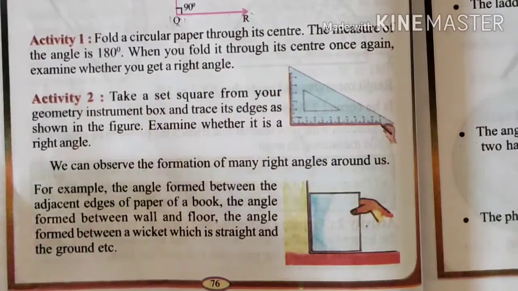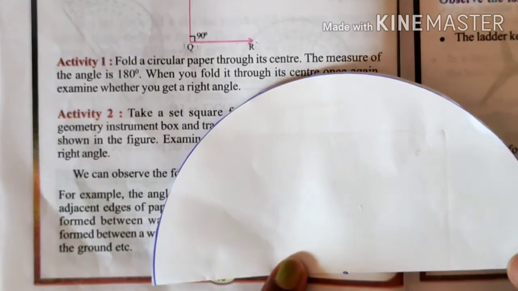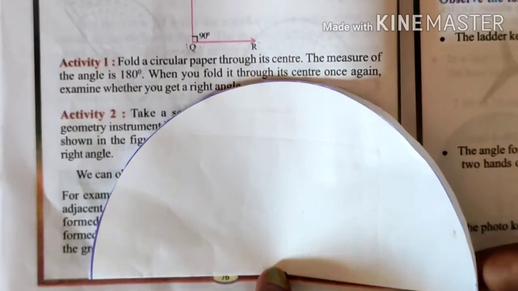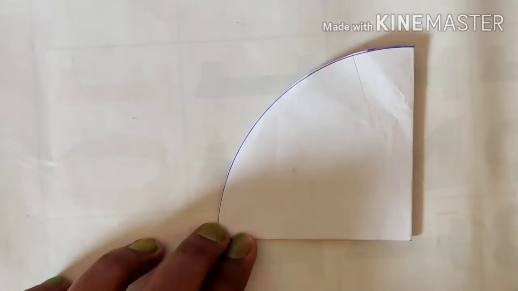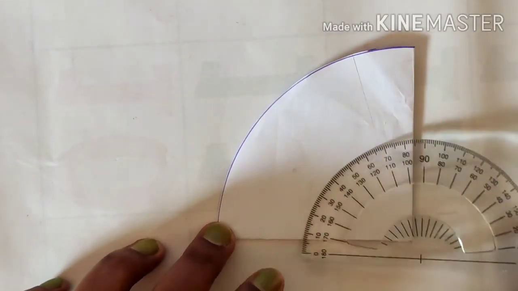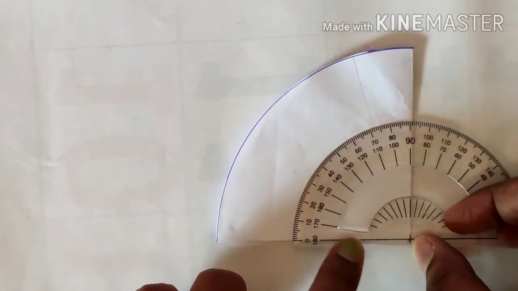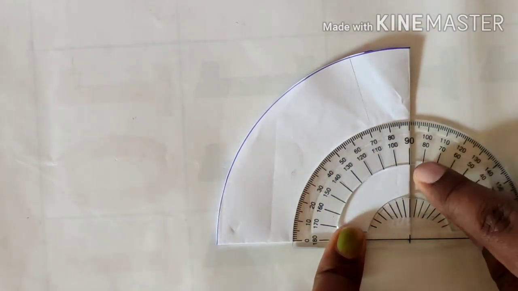Now let us do some activities from your reader. Let us now do activity 1 from the reader. Fold the paper through its center. The measure of the angle is 180 degrees. Now if you fold it through the center once again, examine whether you get a right angle. Place the center of the protractor at the vertex of the angle. The base of the protractor should coincide with one side of the angle, and the other side shows you the 90 degree reading.